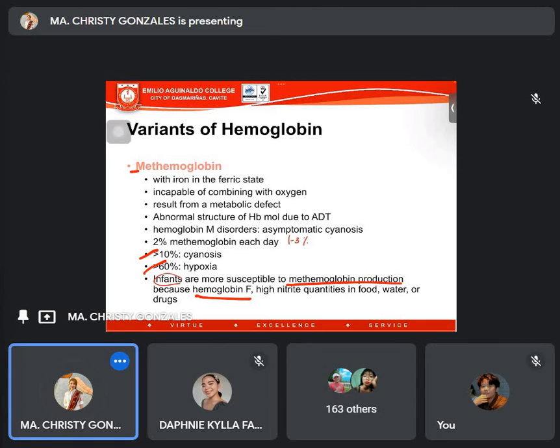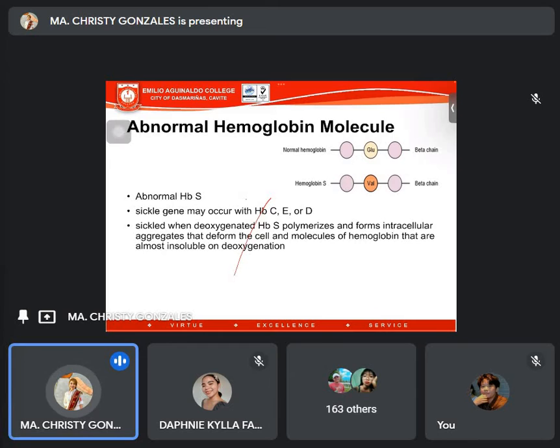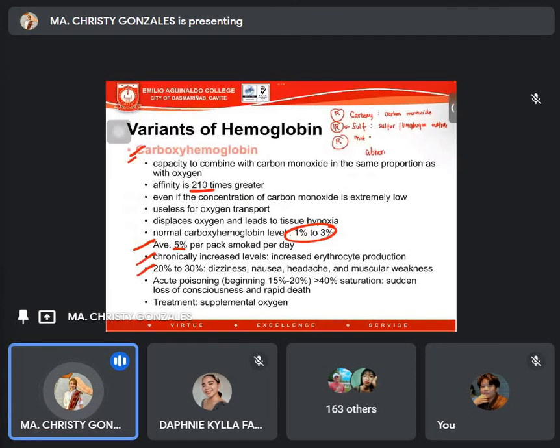Okay, these abnormal hemoglobins, hemoglobin S, will be discussed to you in the midterms. Hemoglobin S, hemoglobin D, hemoglobin E, hemoglobin C, hemoglobin ED, EF, those other abnormal variants will be discussed in the midterms. Again, these three are considered abnormal as well. Okay, abnormal variants.